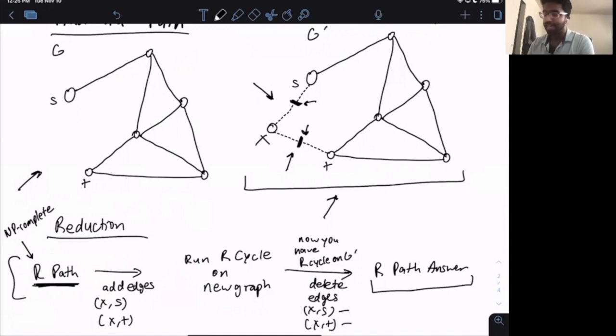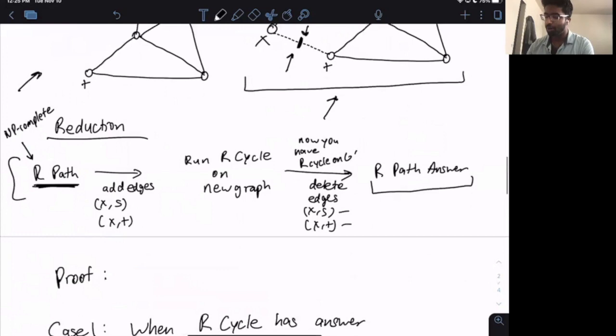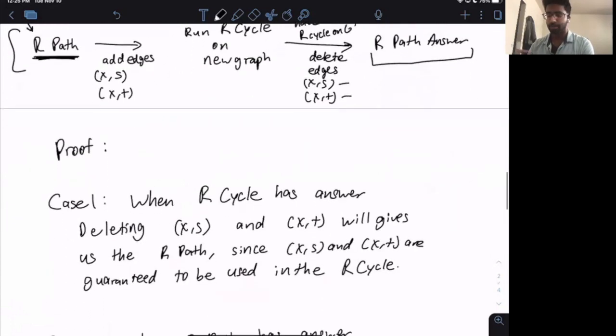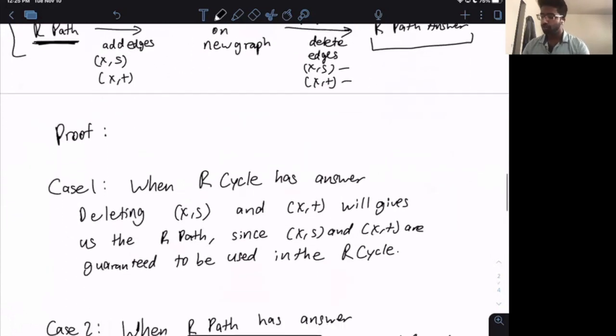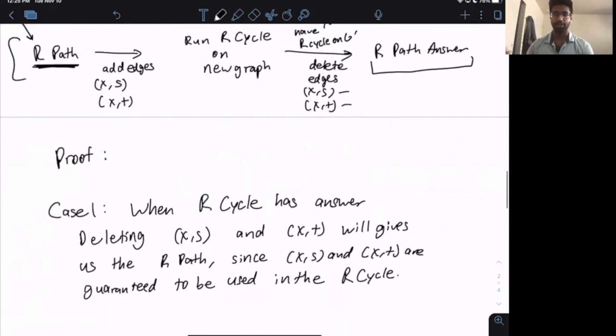So yeah, again, to drive the point home, let's look at a proof for this. In order to prove that this reduction actually works, we're going to have to prove it two ways. Case one is when the Hamiltonian cycle problem has an answer. What happens?